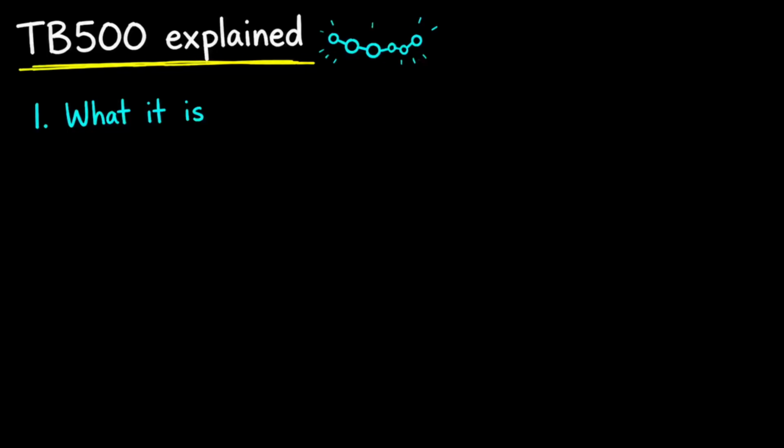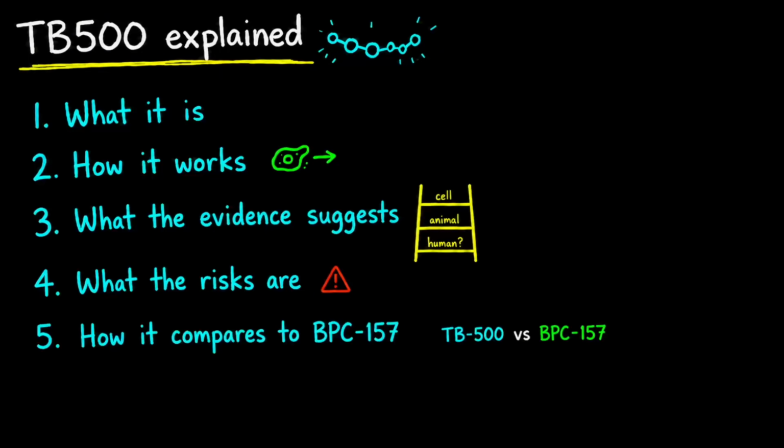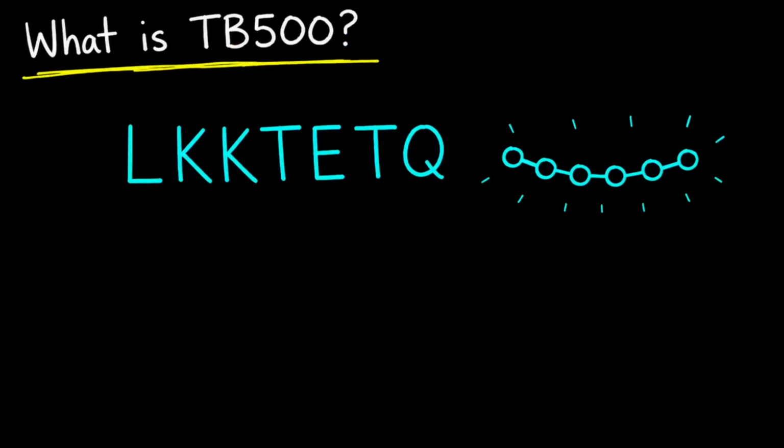By the end of this video, you'll know what TB-500 is, how it works, what the evidence suggests, what the risks are, and how it compares to BPC-157. TB-500 is the thymosin beta-4 peptide fragment made up of the amino acids LKKTETQ.